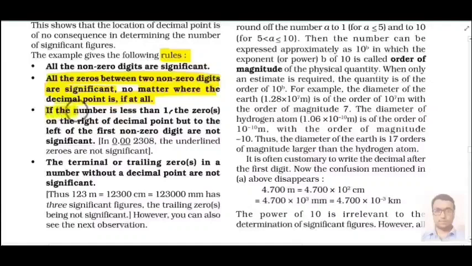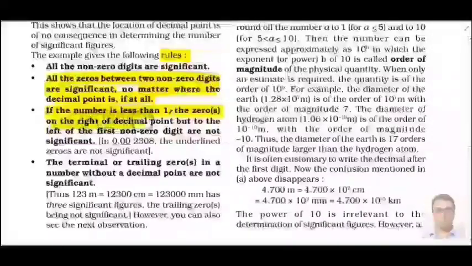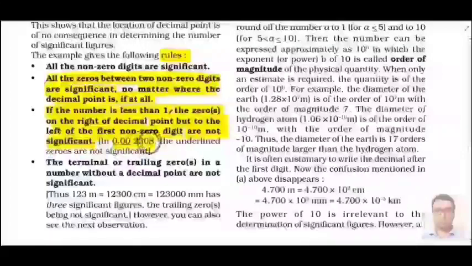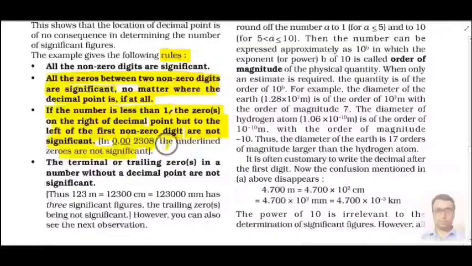Then next we have, if the number is less than 1, the zeros on the right of the decimal point but to the left of the first non-zero digit are not significant. It means to say, suppose if we talk about this example, try to understand by example. Suppose the number is 0.002308. This is the number. Then the underlined zeros are not significant.